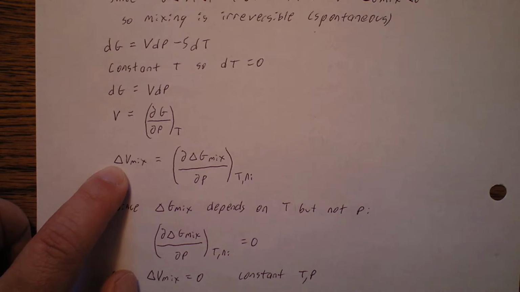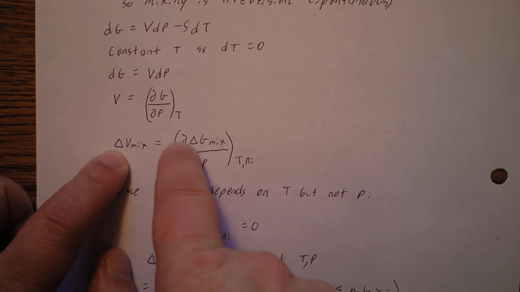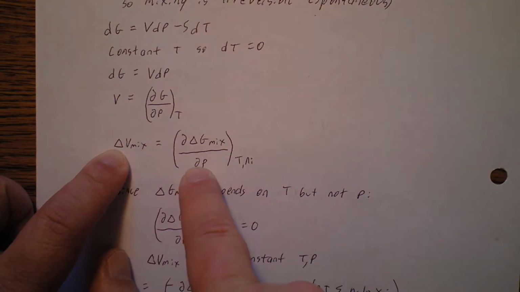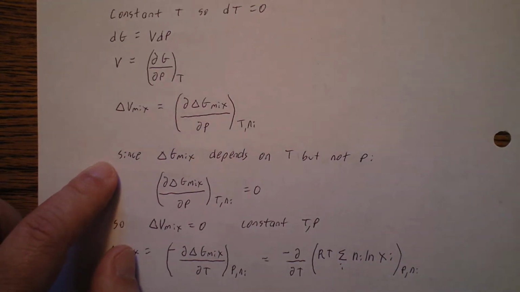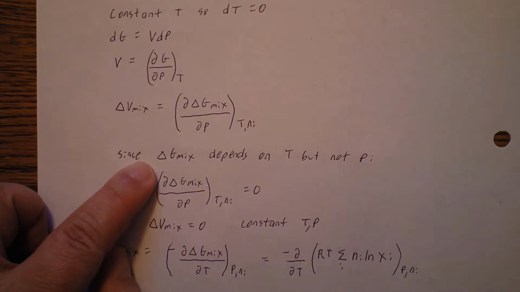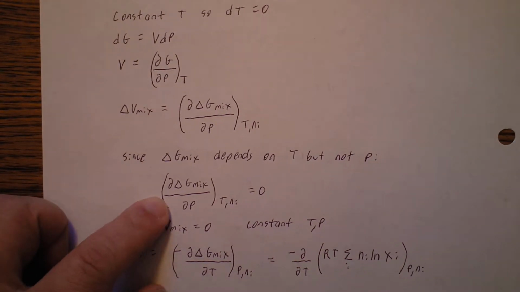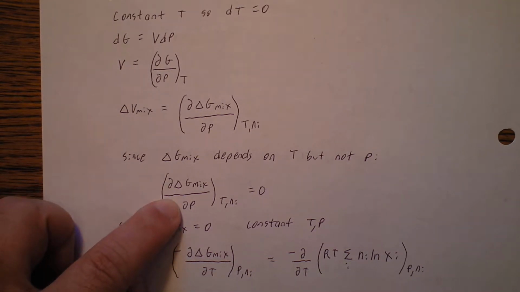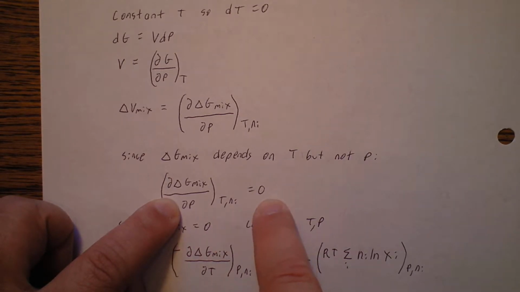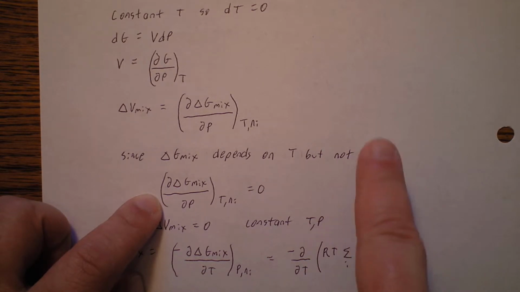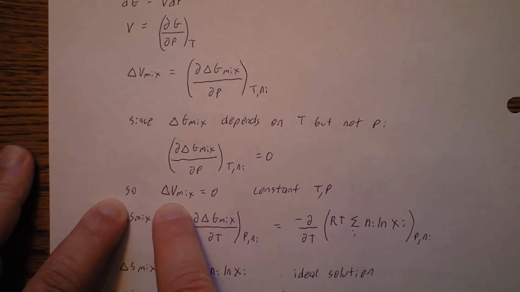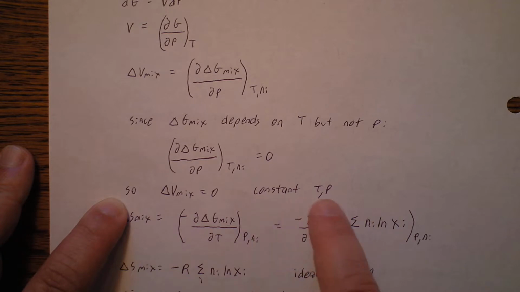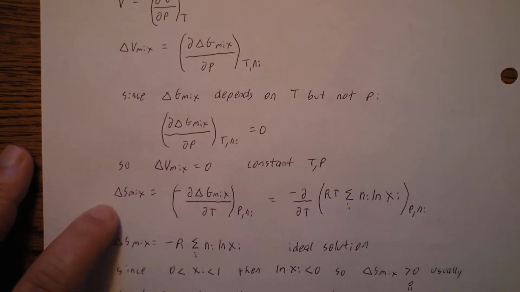The change of volume from mixing is going to be equal to the partial derivative of the change in Gibbs free energy from mixing with respect to pressure, holding temperature and the number of moles of each substance i constant. Now, since the change in Gibbs energy of mixing depends on temperature but not on pressure, then we're going to say the partial derivative of the change in Gibbs free energy from mixing with respect to pressure, holding temperature and the number of moles of substance i, is going to be equal to 0, since it's not pressure dependent. So what that means is the change in volume from mixing is equal to 0 at constant temperature and pressure. That's for an ideal solution, obviously.